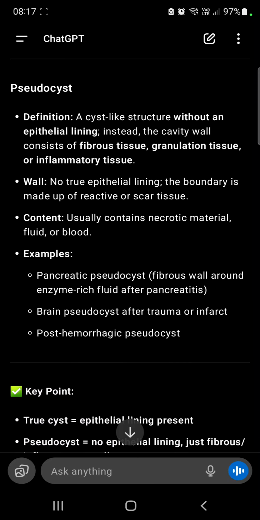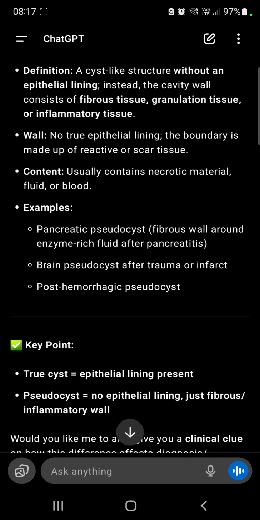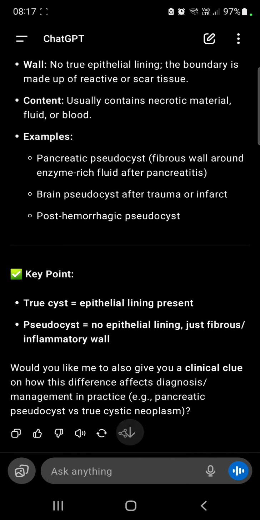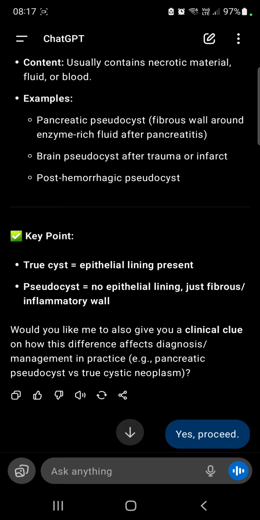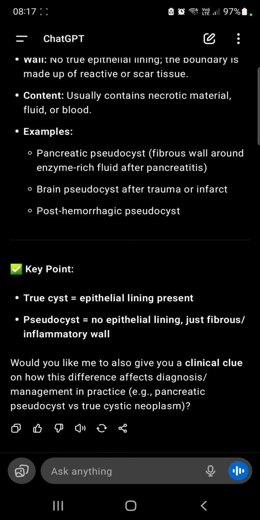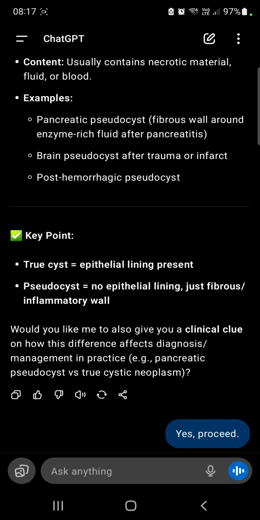Comparing to a pseudocyst, when I say pseudo, the main idea is the wall. A pseudocyst does not have a true epithelial lining. You can see the content, blood, fluid, necrotic material, and you can see the types. For example, pseudocyst after pancreatitis, brain pseudocyst, post-hemorrhagic. So you can see that a pseudocyst comes from inflammatory processes, or for example trauma. It's inflammatory because it's after pancreatitis, for example, and trauma because you see post-hemorrhagic pseudocyst. So this is the main idea.